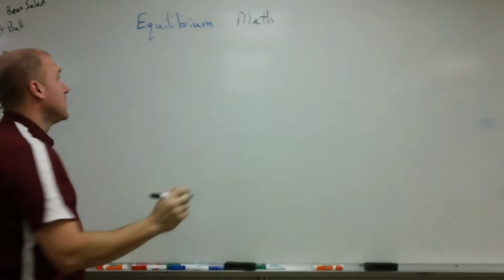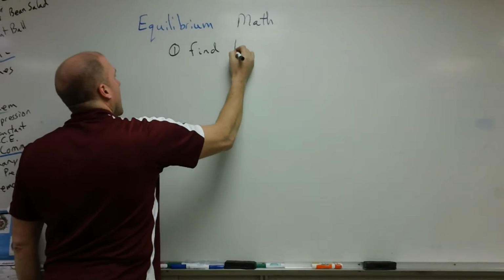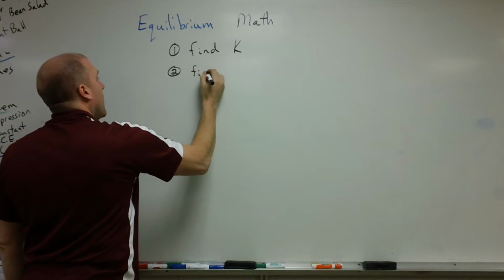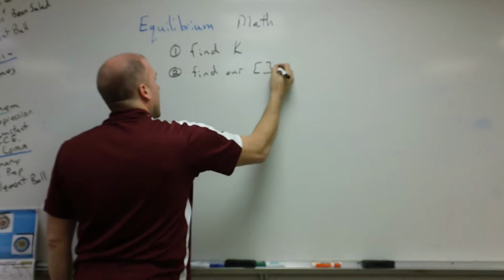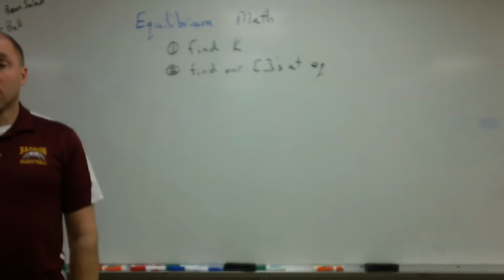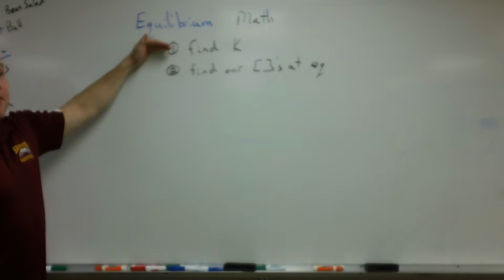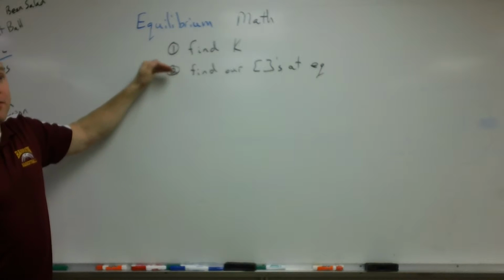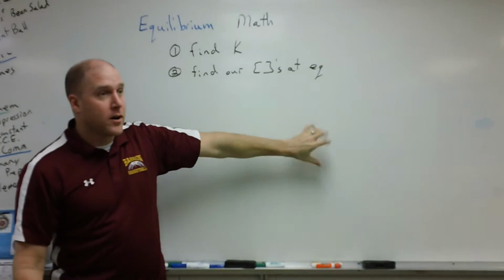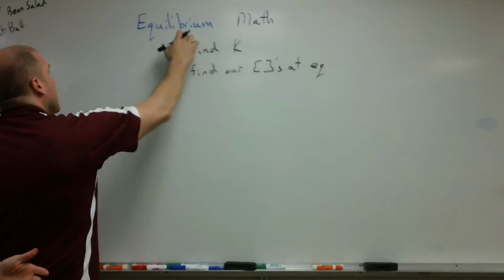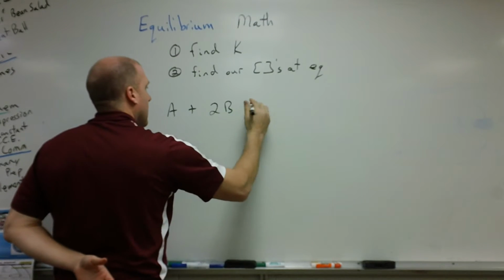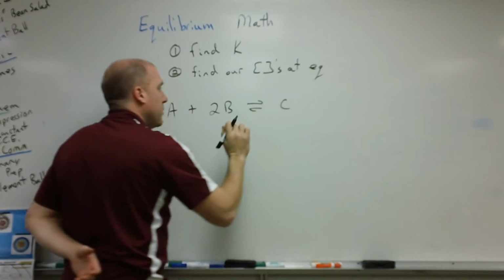Okay, so math with these. We're going to have 2 objectives. One is to find K, or two is to find our concentrations at equilibrium. Which means if I have to find K, I have the concentrations. And if I have to find the concentrations, I must have K, because you can't have 2 variables in our equation. So let's do the first one. Let's again keep it nice and simple. We'll do our same reaction. I could pick a real one, but a real one doesn't really matter.